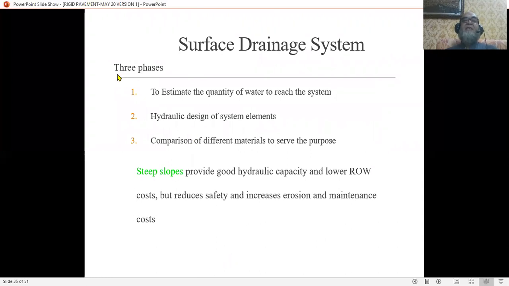There are three phases. First, to know how much quantity of water will reach your pavement. You have to design the systematic elements of this surface drain system, and then you have to compare different materials to serve the purpose.